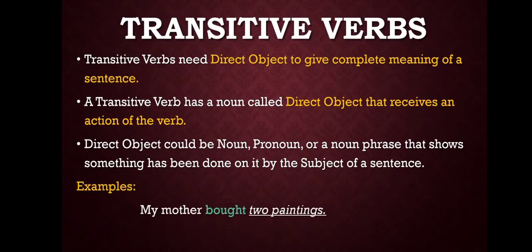Let's clear it with an example. For instance, if you say my mother bought what? The sentence is incomplete over here. You have to add an object after the verb which would be receiving its action, like my mother bought two paintings. Now the sentence is complete in its meaning. If you say Sally hates potatoes, and if you say Sally hates what, it is incomplete. So this hates is a verb in this sentence which needs a receiver or direct object to give the complete meaning of a sentence. So transitive verbs are those which need a direct object to receive an action of the verb.